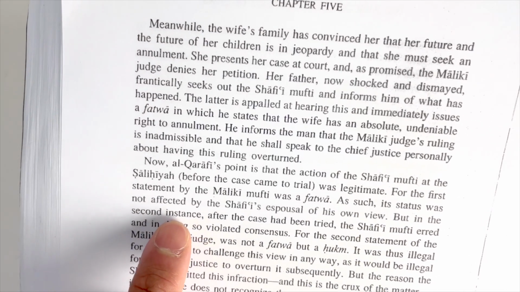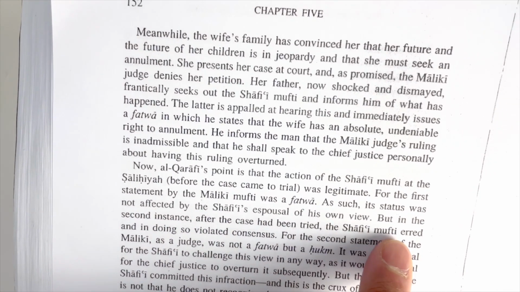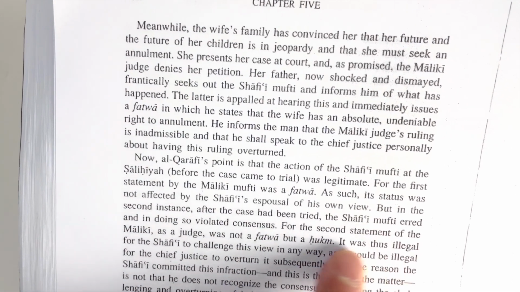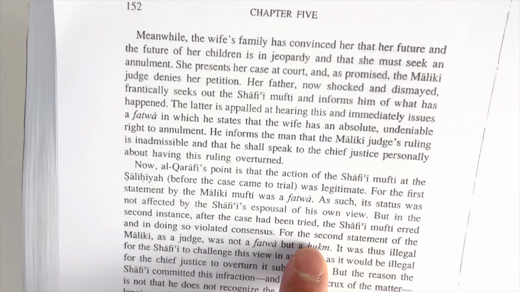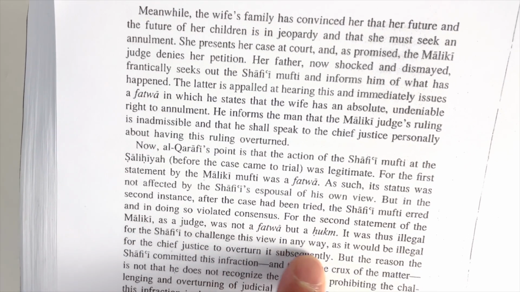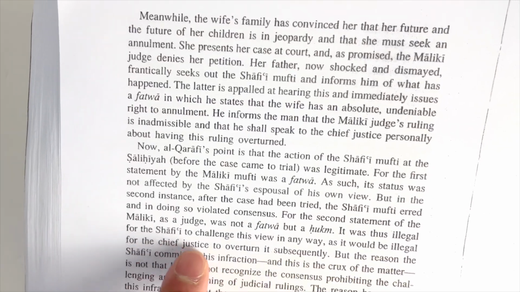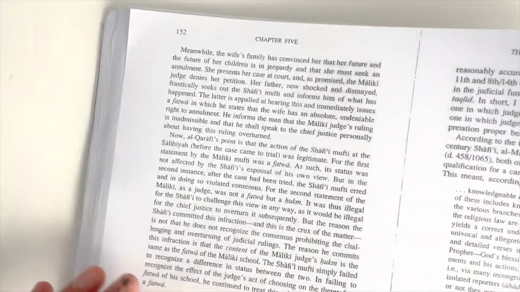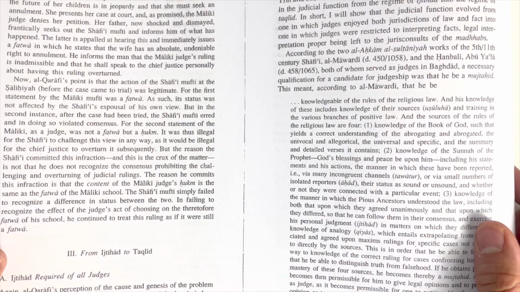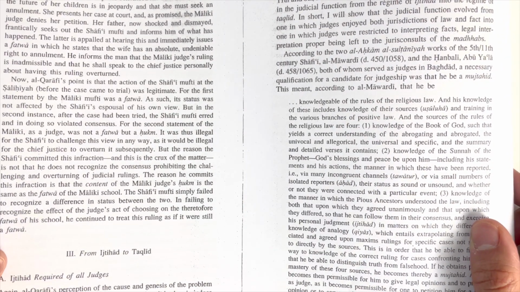But in the second instance, after the case has been tried, the Shafi'i mufti erred and in doing so violated consensus. For the second statement of the Maliki as a judge was not a fatwa but a hukm. It was thus illegal for the Shafi'i to challenge this view in any way, as it would be illegal for the Chief Justice to overturn it subsequently. So there's a difference between a fatwa and a hukm, and that's the whole reason behind the title of this book, Al-Ihkam fi Tamyiz al-Fatawa an al-Ahkam.